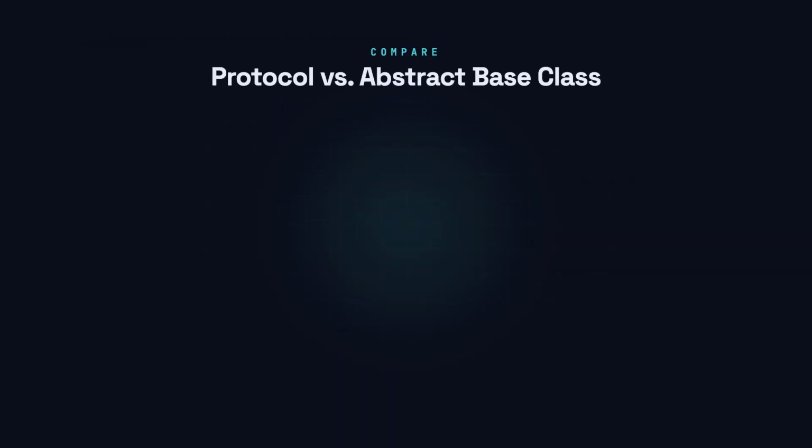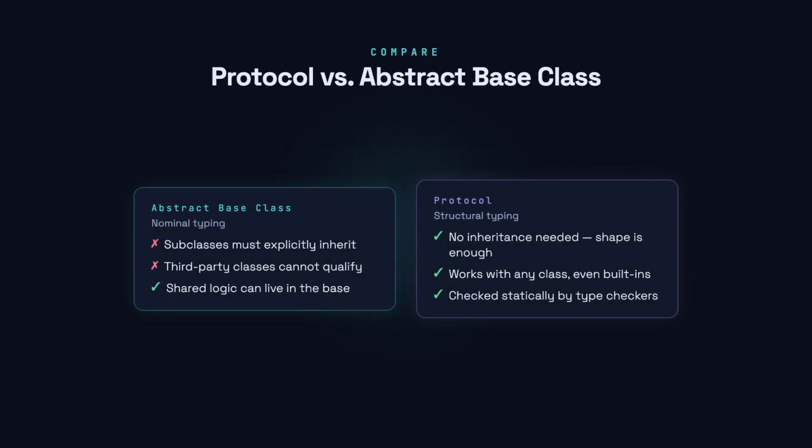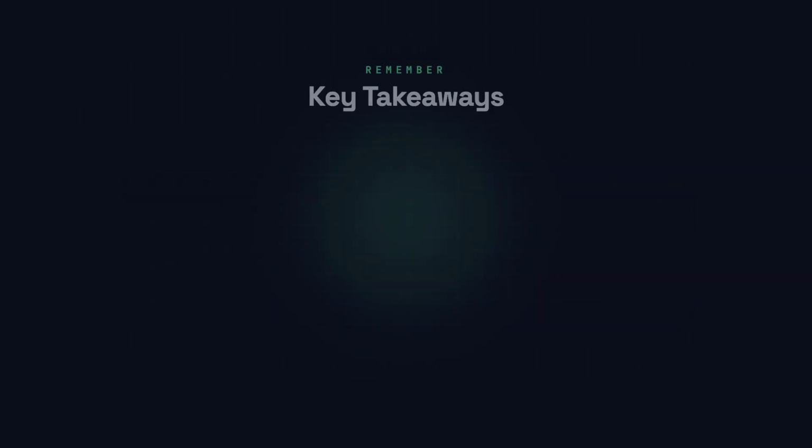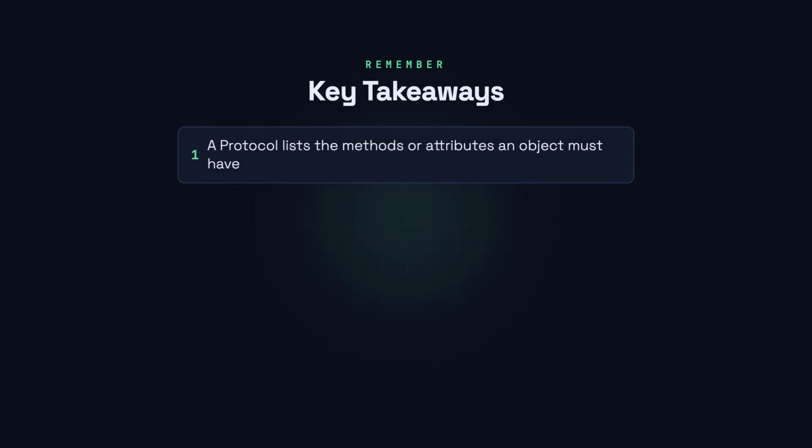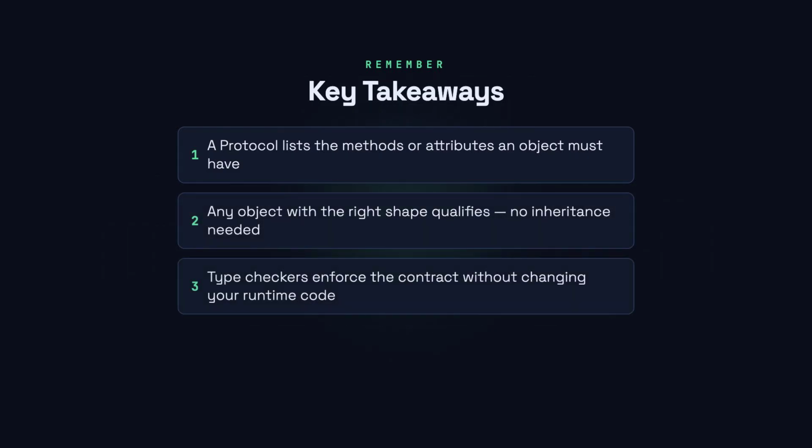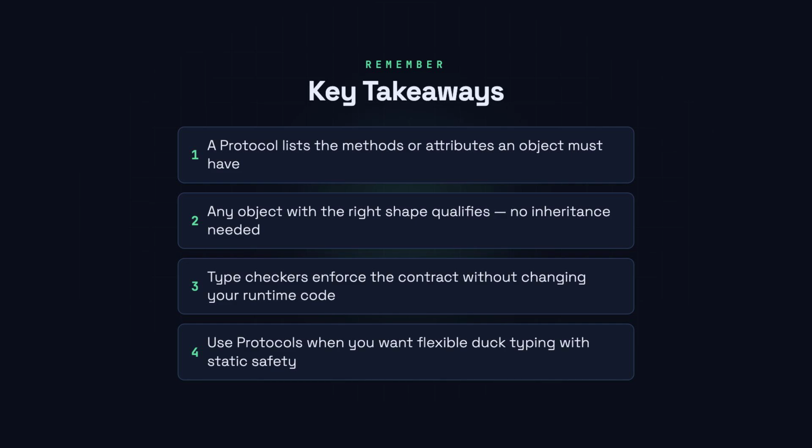An abstract base class requires explicit inheritance, which locks out classes you did not write. A protocol only checks shape, so any class with the right methods qualifies automatically. Protocols give you the best of both worlds, the flexibility of duck typing and the safety of static type checking. Define the shape you need, and any matching object just works.